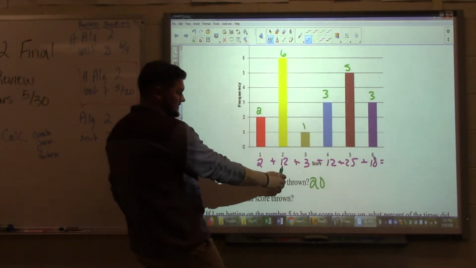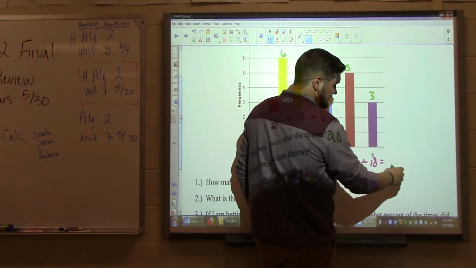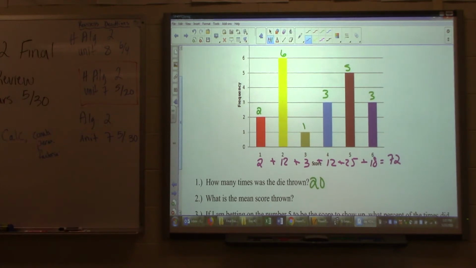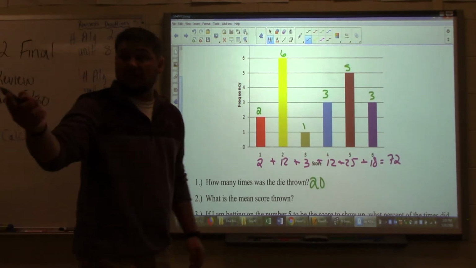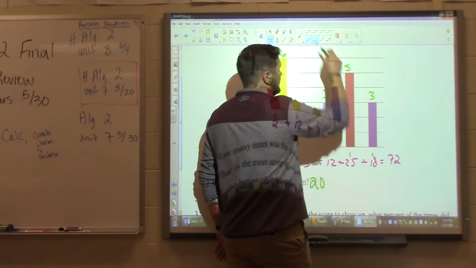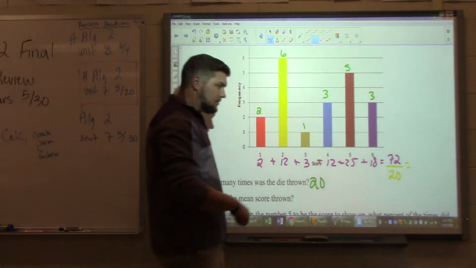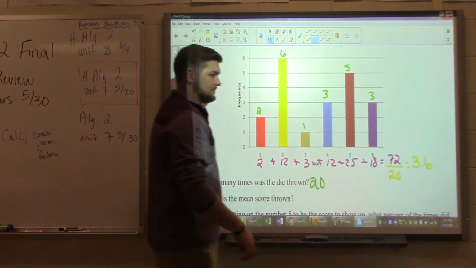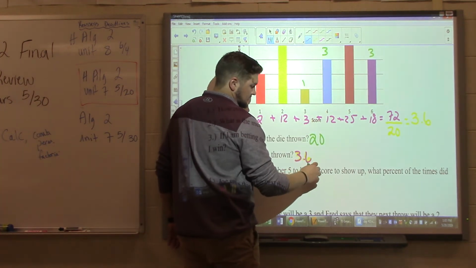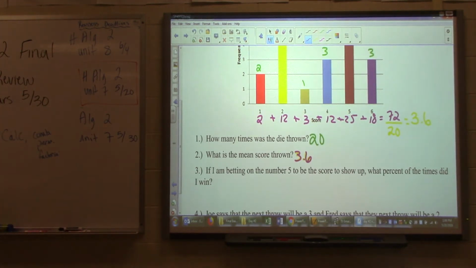So if I add all these up, I get 14, 17, 29, 54, 72. Okay, so I add them all up, but then what do I do to find my mean? Divide by 20. Divide by the frequency, right? We took our frequency table, we multiplied across, added them up, and then we divided by our frequency. So we're going to do the same thing here. Divide by 20. What do you get for a mean? 3.6. So our mean score thrown would be 3.6. Take the frequencies, multiply by the score, add those up, divide by the frequencies.